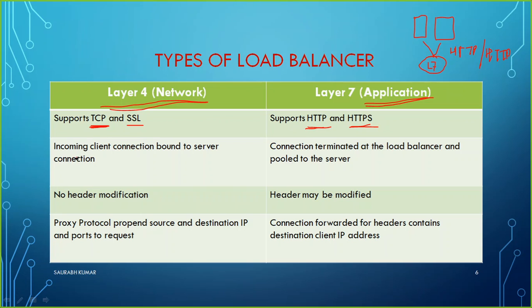So what is layer 4 doing? Incoming client connection is bound to the server connection, whereas in layer 7, the connection is terminated at the load balancer and pulled to the server. In layer 4, no header modification is required, it doesn't modify any header information, whereas in layer 7 the header may be modified. In layer 4, proxy protocol prepends source and destination IP and port to the request, whereas in layer 7 the connection is forwarded with a header containing the client IP address. So there are some basic differences between layer 4 and layer 7 load balancers.